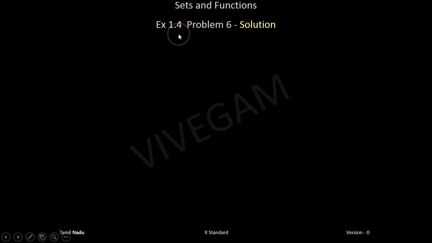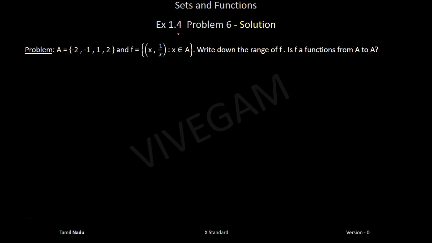Exercise 1.4 problem 6 solution. Here set A is given: -2, -1, 1, 2, and the function is defined as f of x equal to 1 by x, for every element of A. Write down the range of the function, and is f a function from A to A. There are two parts to the question.